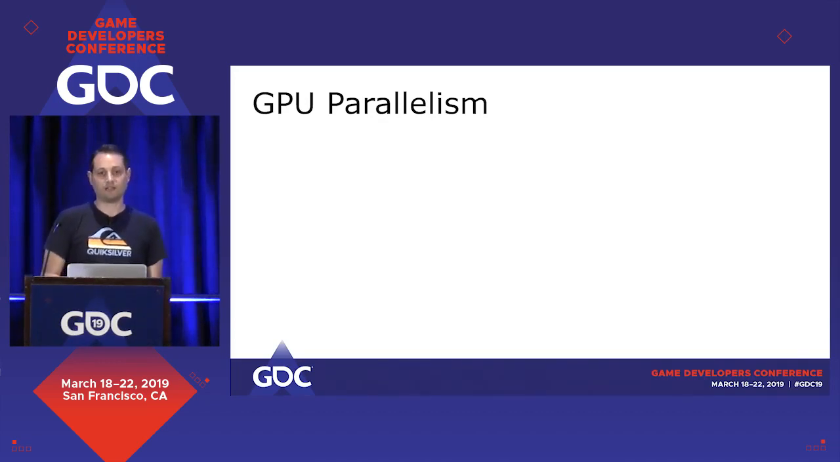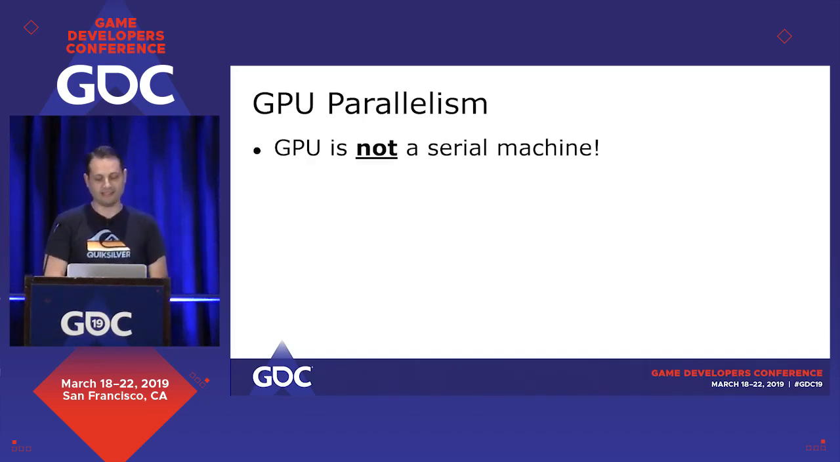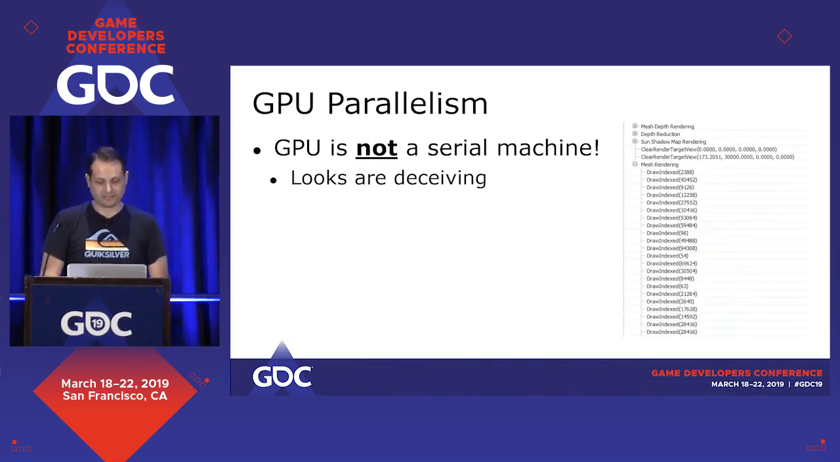So, getting back now to the GPU, right? This is what we're actually here to talk about. The most important point to get across here is that the GPU is not a serial machine, right? That's something you hear a lot. Of course, it's got lots of cores on it, but still a lot of times we tend to think of talking to the GPU in a very serial way, right? Draw this thing, draw that thing, do that. And so this is actually kind of deceiving, right?